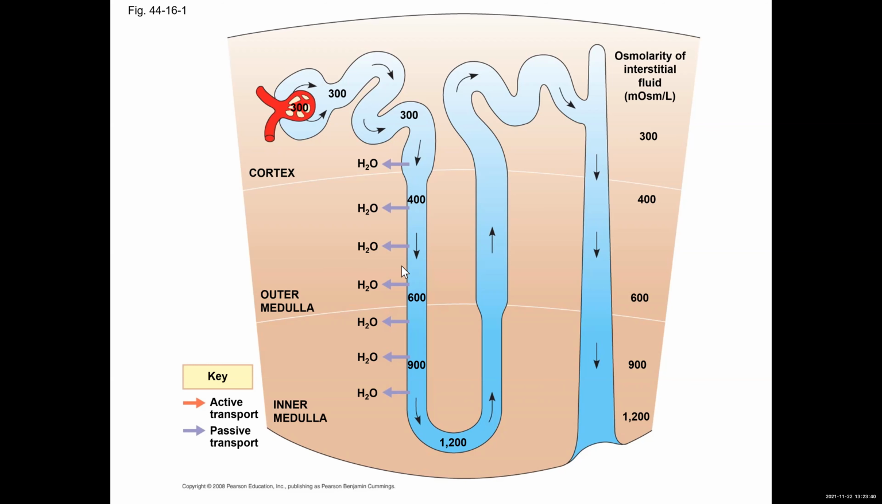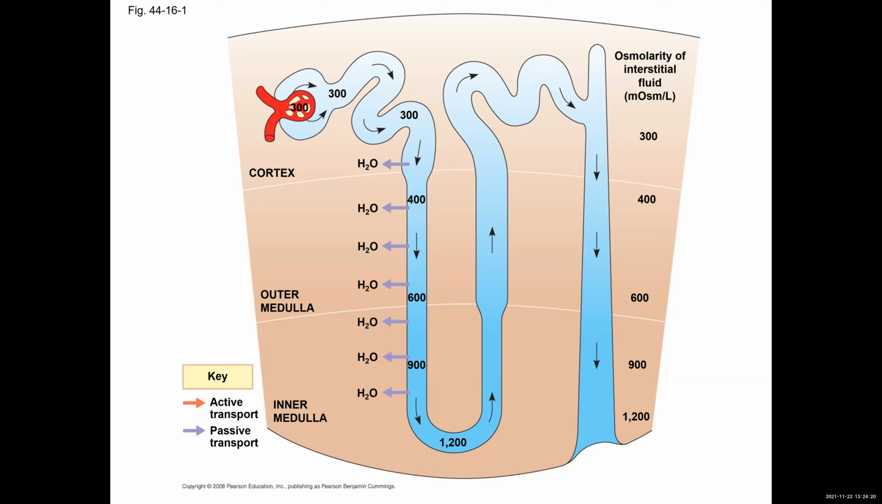But when we start getting into the descending limb of the loop of Henle, notice that water's going out. Why is that happening? Because we have done a bunch of work somewhere else to have a higher concentration of solutes in the tissue. So we have from 400 to 600. The concentration of salts is increasing as we go deeper into the inner medulla. So as our filtrate is flowing down the descending limb of the loop of Henle, water is getting pulled out of it by the concentration of solutes in the tissue.